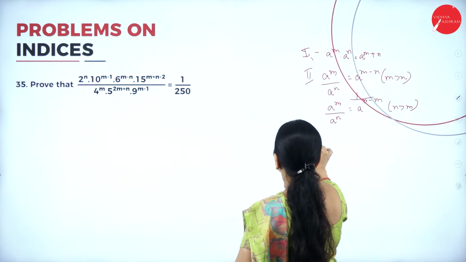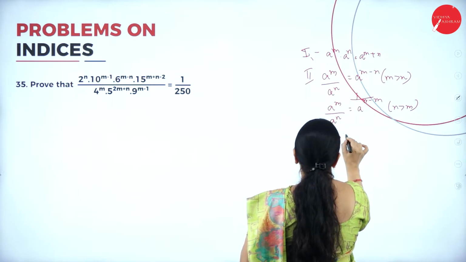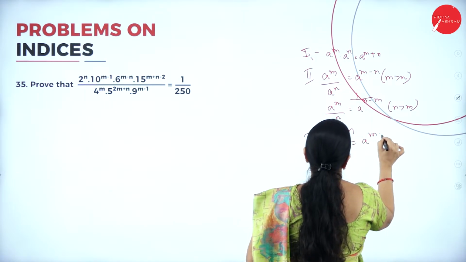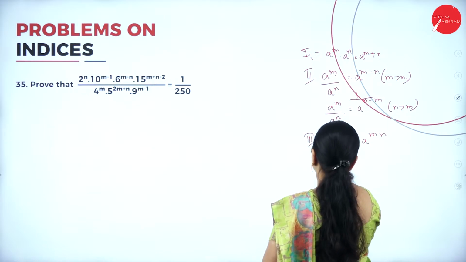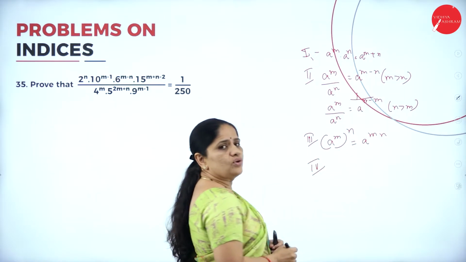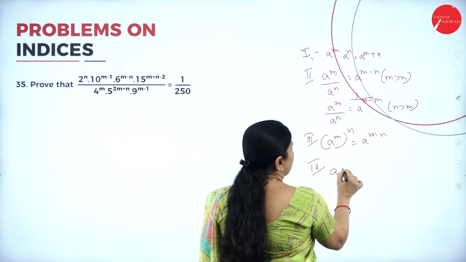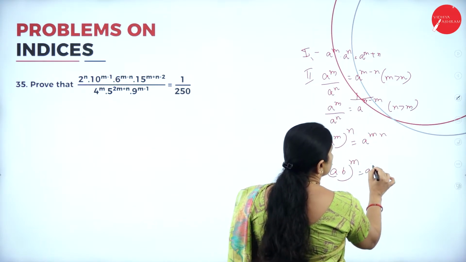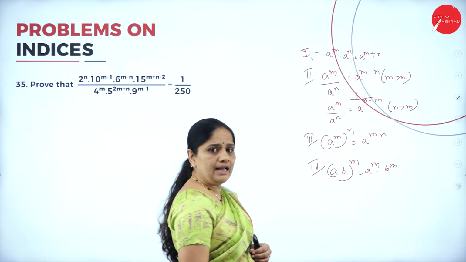Now, what does the third law tell us? Third law tells us that a to the power of m whole to the power of n equals a to the power of mn. Now, next, the fourth law. What does the fourth law tell us? So, the fourth law tells us that a into b to the power m equals a to the power of m into b to the power m.